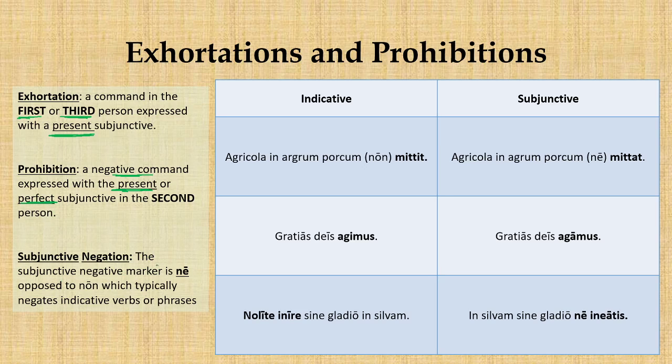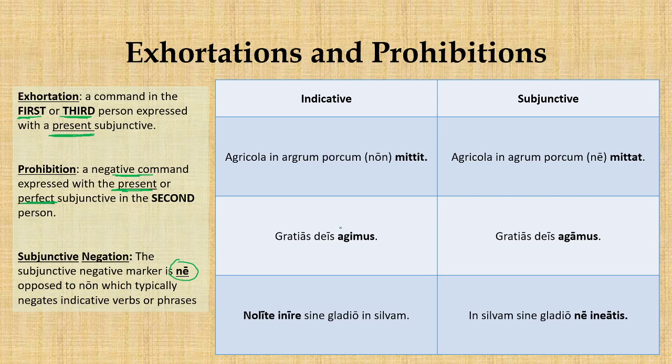And finally, something that we haven't seen is the negation of an exhortation, or really for most subjunctive uses, is the particle ne. And we'll see that with this prohibition use as well. But let's take a look at a couple of these Latin examples.